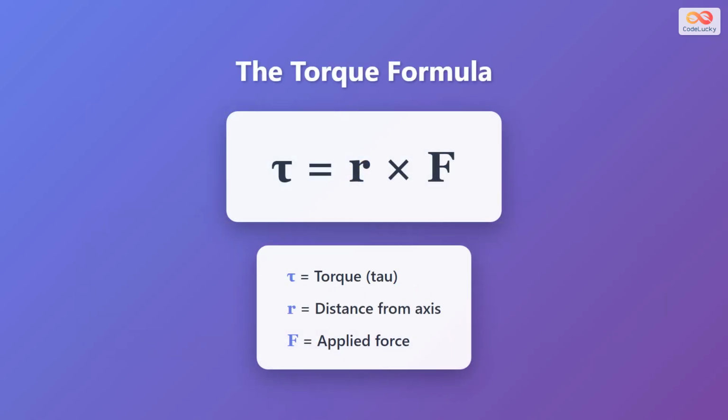The mathematical formula for torque is tau equals r cross F. Tau, represented by the Greek letter, is the torque. The variable r represents the distance from the axis of rotation to where the force is applied, and F is the magnitude of the applied force. This formula tells us that torque depends on both the force and where that force is applied.